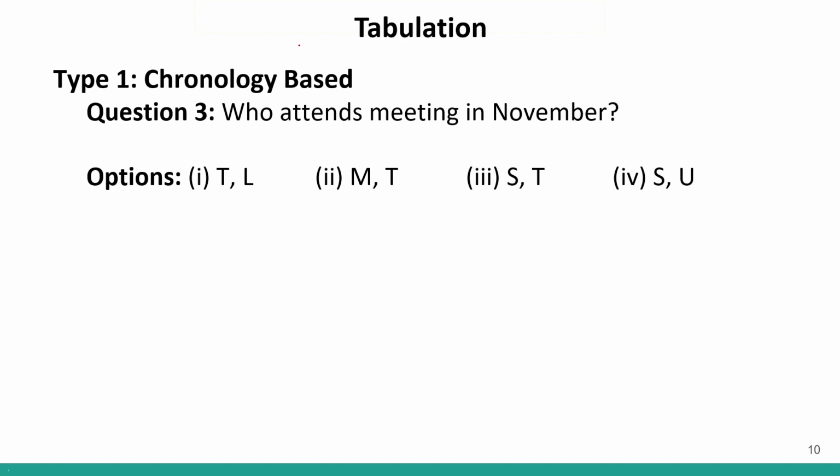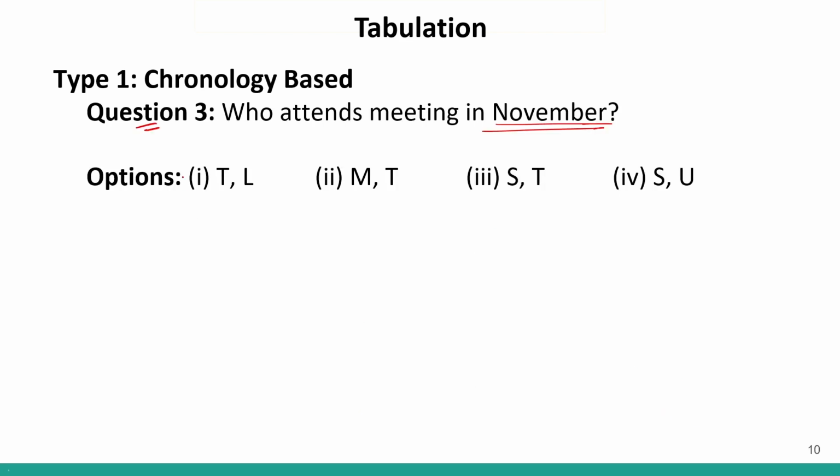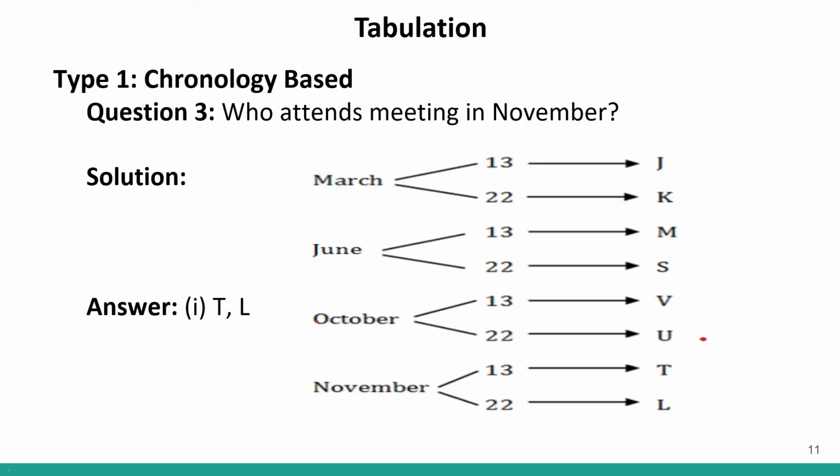Now, we have to answer question number 3 that asks who attend the meeting in November. So who attend the meeting in November? Going back to the arrangement. In November we have 2 dates, 13 and 22. T attends and L attends. So in November we have T and L, which is option number 1. So option number 1 will be my final answer to this question. In November T and L attend the meeting. Okay. So this is how you solve questions on type 1, chronology based.